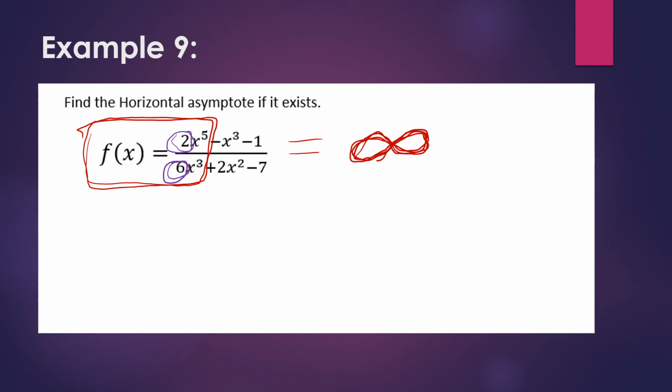If we were trying to go to negative infinity, well, we'd get that x to the 5th is negative and x cubed is negative. Negative divided by a negative is still positive, so we're going to positive infinity no matter which direction we're looking.